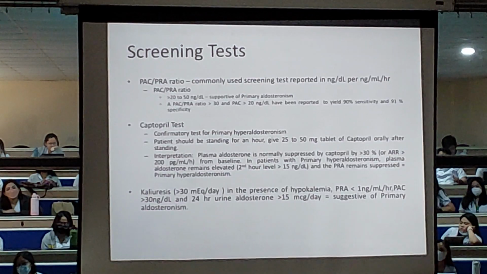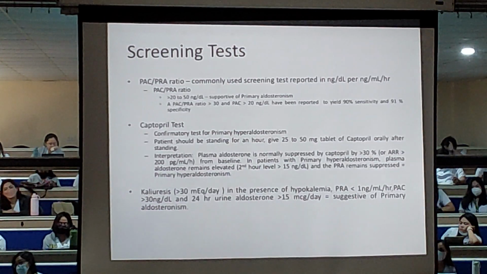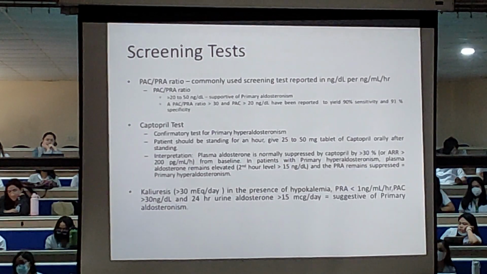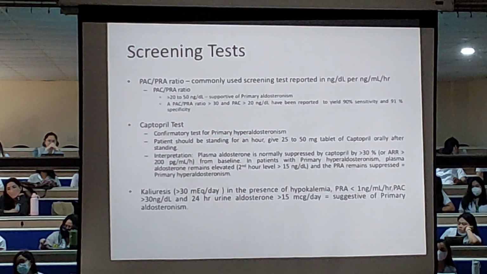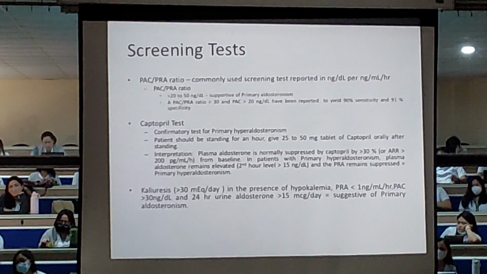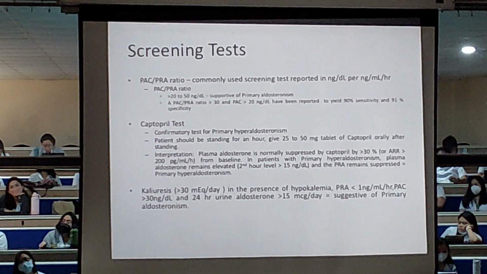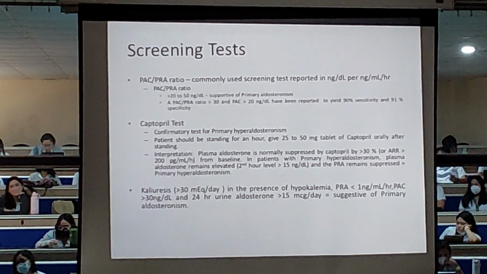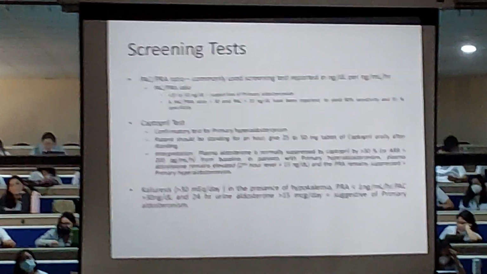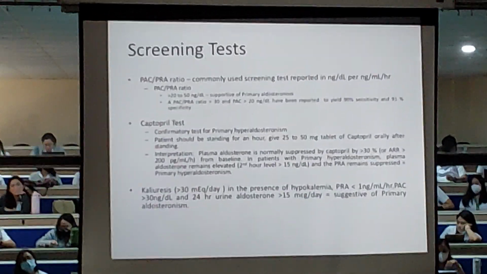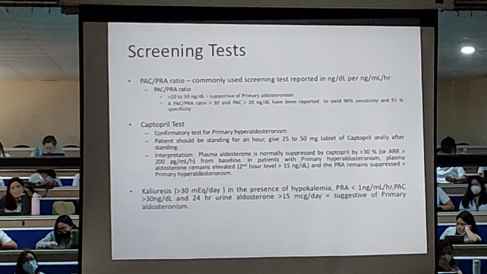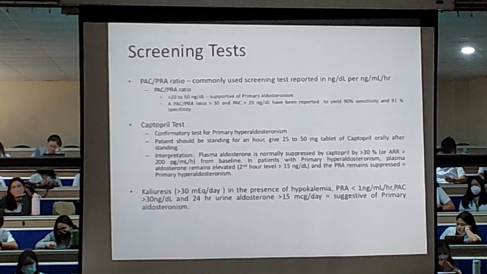Kaliuresis, or excretion of potassium in the urine of more than 30 milliequivalents in the presence of hypokalemia, a plasma renin activity of less than 1, a plasma aldosterone concentration of more than 30 nanograms per dL, and a 24-hour urine aldosterone of more than 15 milligrams, is suggestive of primary hyperaldosteronism. Remember that in primary hyperaldosteronism, the plasma aldosterone concentration is increased, but the plasma renin activity is suppressed. And the plasma aldosterone to plasma renin ratio should be more than 20 to 50 nanograms per day.